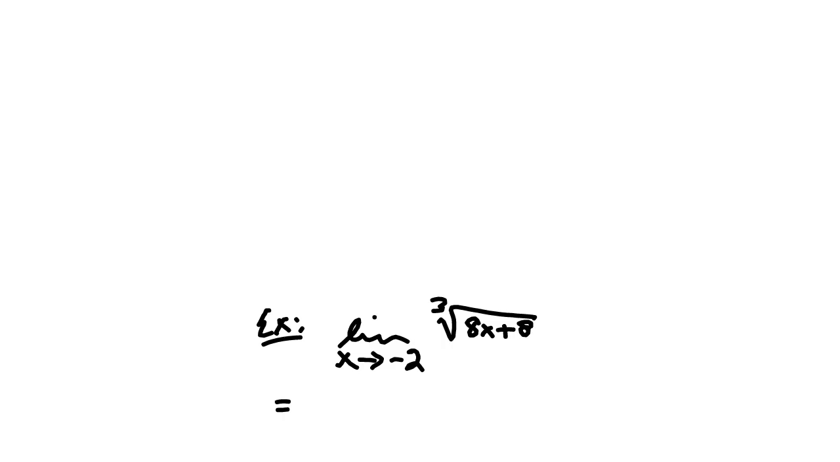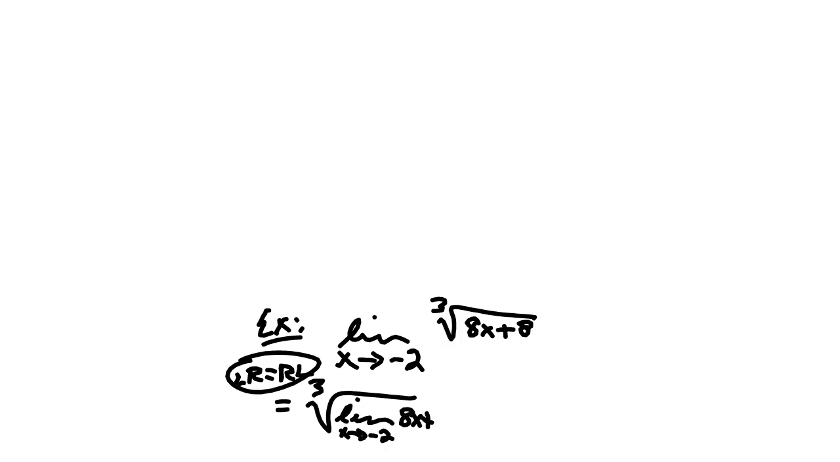So what do I got to do? This is going to equal the cubed root of the limit, right? Because the limit of the root, LR, equals RL. The limit of the root is the root of the limit. We okay with that? As x approaches -2 of 8x plus 8, if I plug in -2 here, this is a line, right? So this is the cubed root of -16 plus 8, which is -8. And why? Because that's a line.